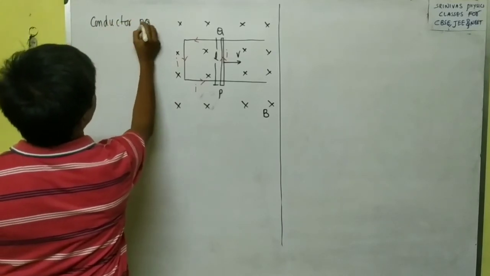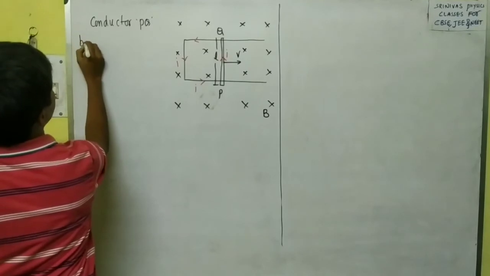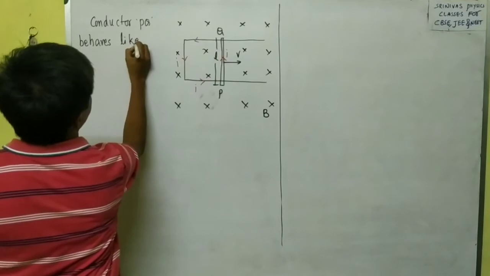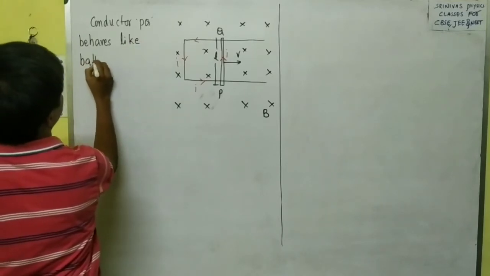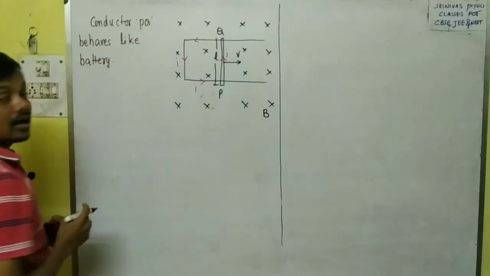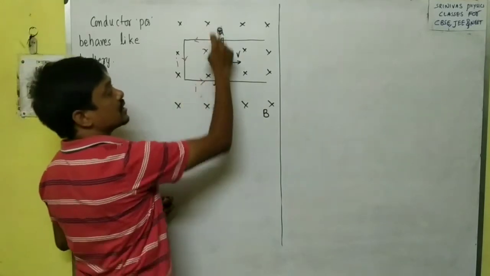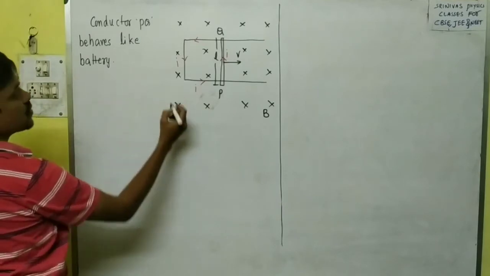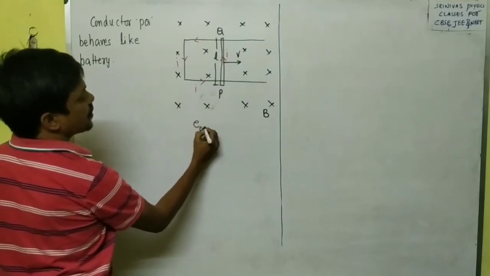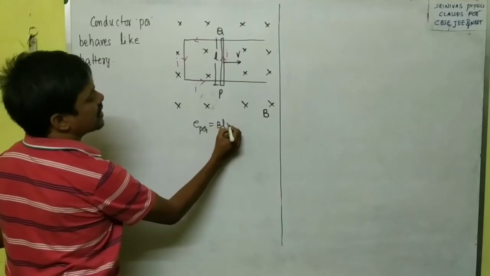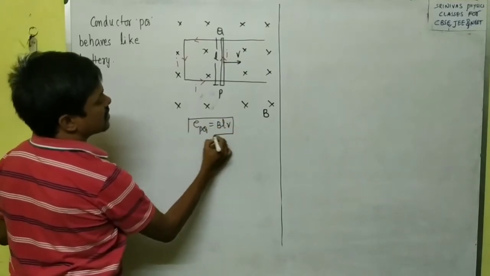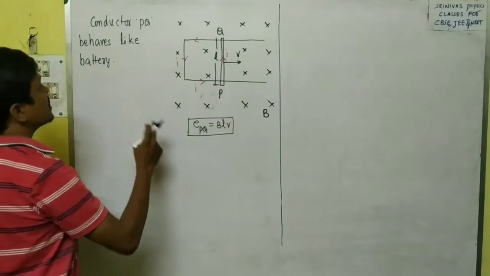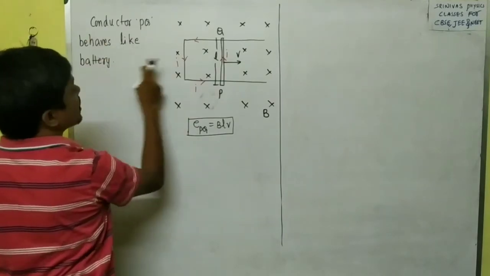Conductor PQ behaves like a battery, right? And in this, current is inducing, and EMF is inducing. Induced EMF across PQ is what? Induced EMF across the PQ conductor is BLV, we know already, right? That means here conductor PQ behaves like a battery.